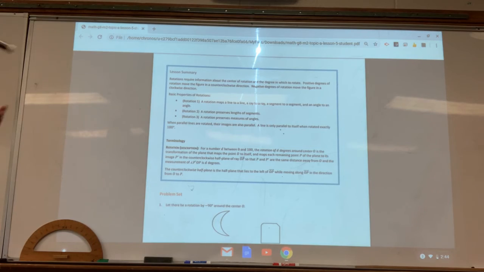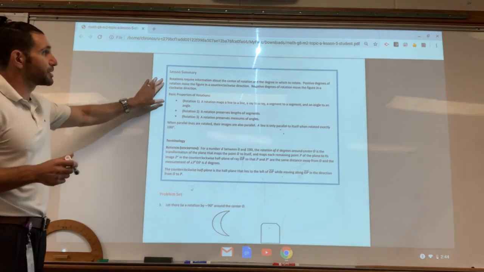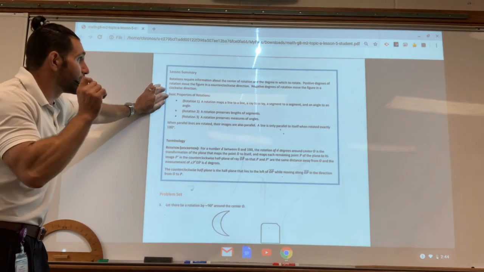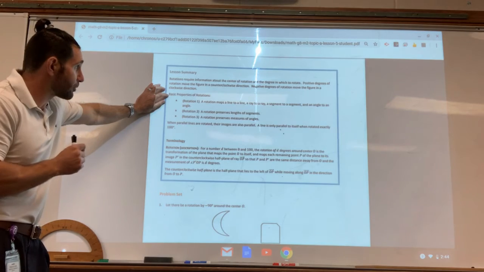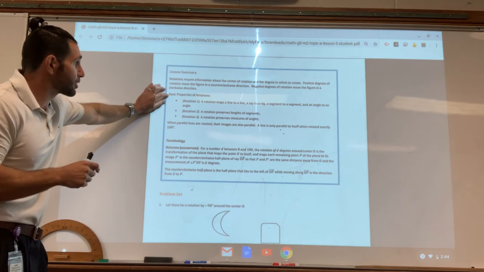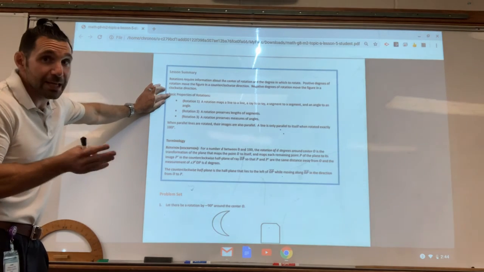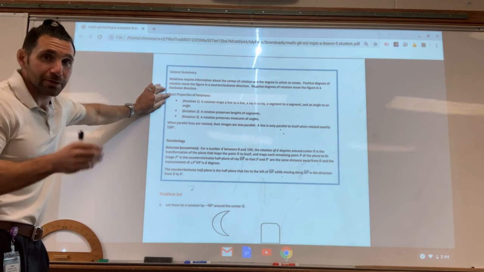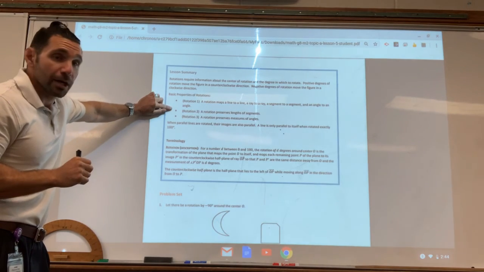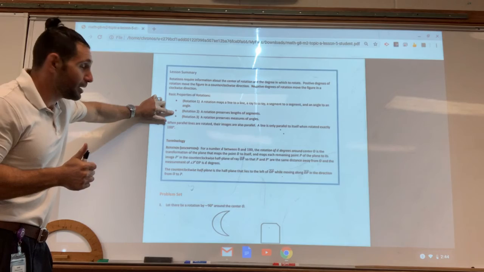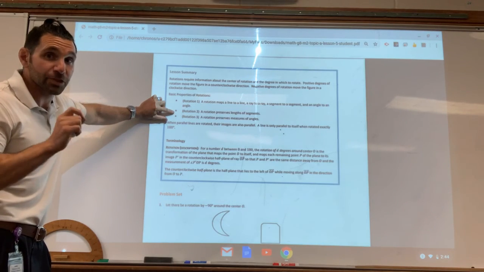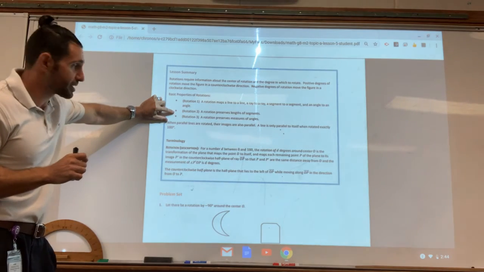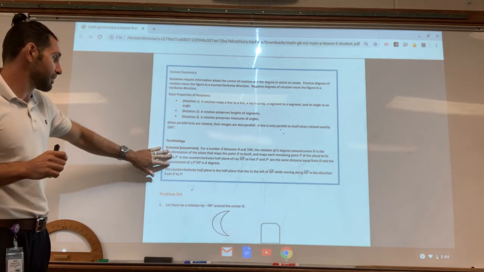So, let's talk about it. Rotations have a positive degrees are counterclockwise, negative degrees are clockwise. A rotation keeps it the same, line to line, ray to ray, angle to angle, segment to segment. Lengths are going to be the same, angles are going to be the same, because it's rigid. It does not change the shape or the size.